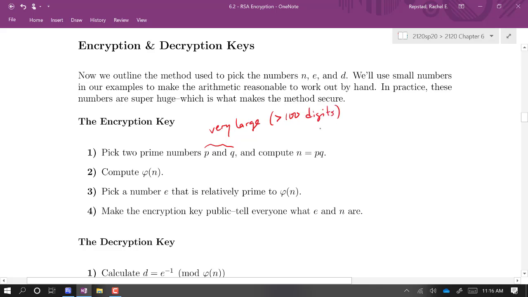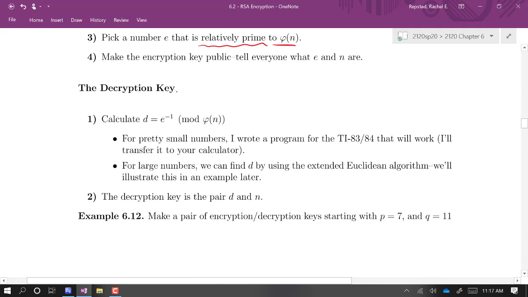So that when we tell people what n is, even though they might know it's the product of two primes, it's probably unlikely they're going to figure out what those two primes are. And then we're going to compute phi of n, and then we pick a number e. E is part of the encryption key. We could pick any number we want for e as long as it is relatively prime to phi of n. And then we tell everybody what e and n are. That's the public part. We have to tell everybody the encryption key because they need to know how to send messages to us. Now to find the decryption key, the value of d is the inverse of e mod phi of n.